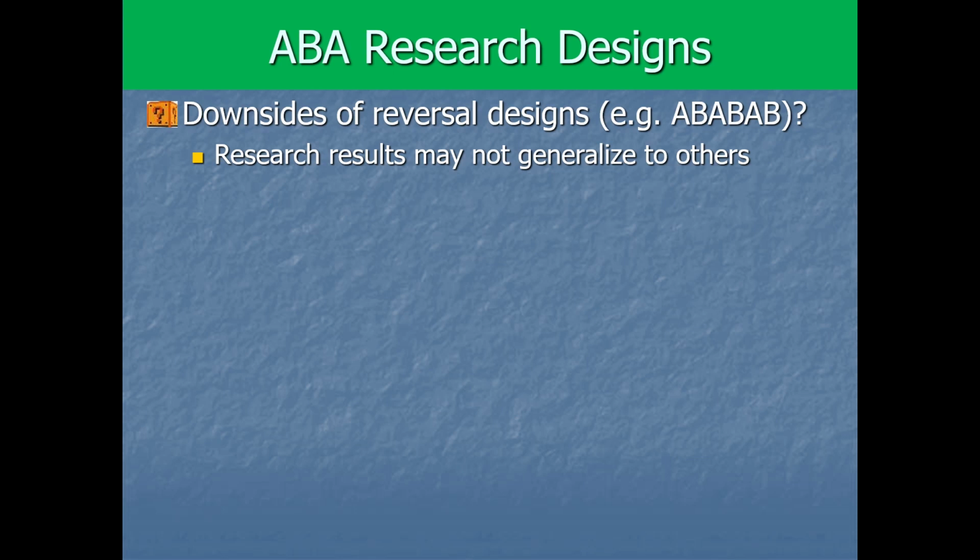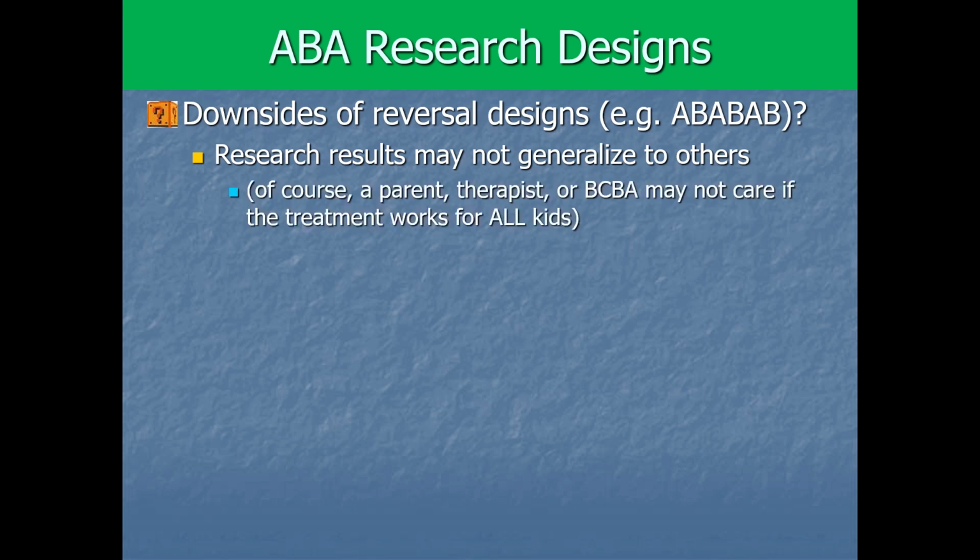So we have to worry about external validity with pretty much every study. That's not unique here. That said, I actually think this one is a little less of a limitation than it seems when we're talking about ABA, because a parent or a therapist or a BCBA using this intervention may not care about whether the treatment works for all kids. They may just want to find out if it works for this kid. So for an applied situation like that, maybe we only care about the internal validity to know if the treatment works here and now, and we don't have to worry as much about the external validity, the generalization, unless we're trying to convince other people this is a treatment they should use too.